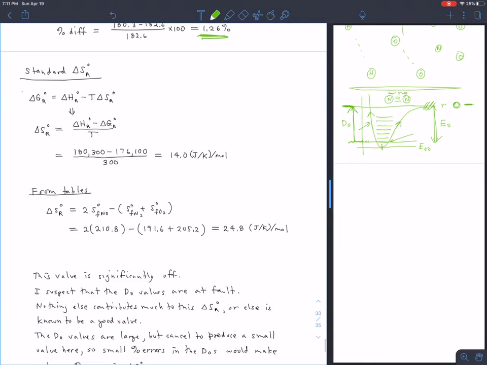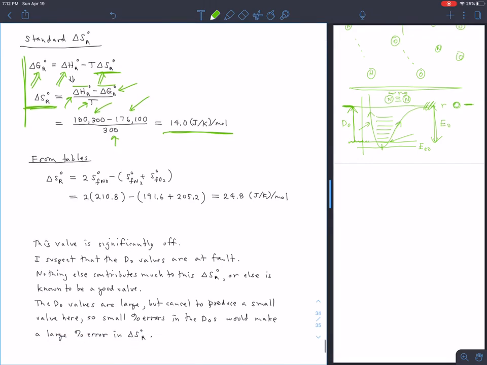Finally, let's do delta S. We can do delta S because delta G of reaction is delta H of reaction minus T delta S of reaction, which means we can solve for delta S of reaction. Delta S is equal to delta H of reaction minus delta G of reaction, divided by T. Plugging in 180,300 for delta H, 176,100 for delta G, divided by our temperature 300, gives 14 joules per degree Kelvin per mole for our calculated delta S value.